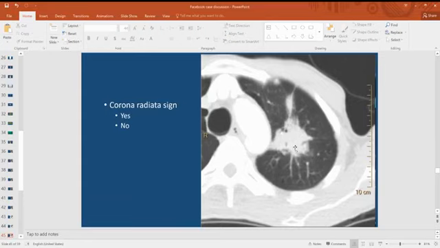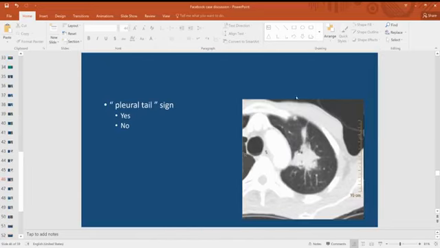We see the corona radiata sign. This is the corona radiata sign of the mass. These are irregular strands arising from the mass, giving the corona radiata sign. The answer is yes, it is a corona radiata sign. And this here is the pleural tail sign. As we see, there is a line extending to the pleura in this patient.